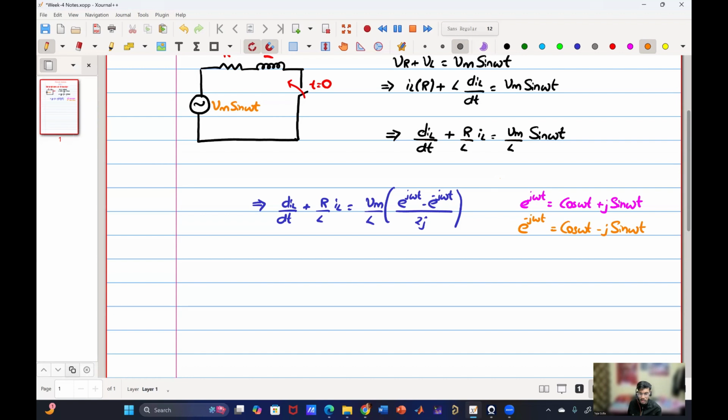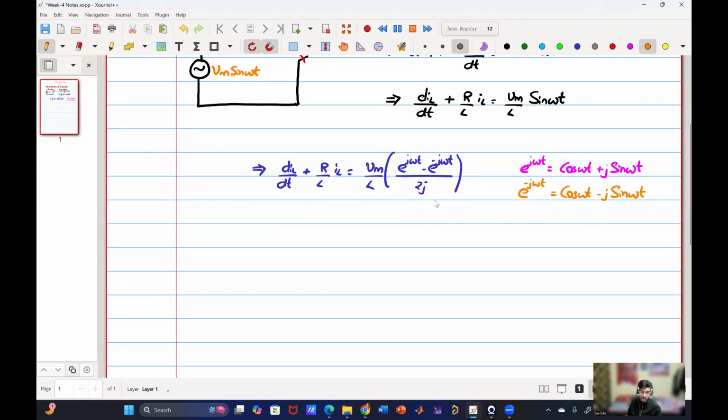Okay, so now that we have a first order differential equation, first what we have to do is write the output equation. So the output equation will be IL of t is natural response. What will be the natural response term? Anyone? What will be the natural response term?